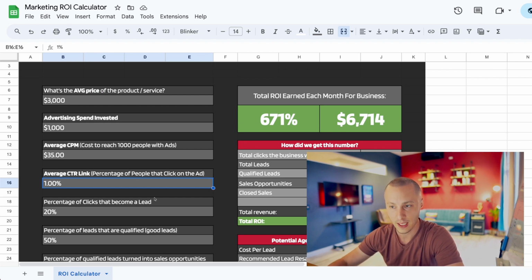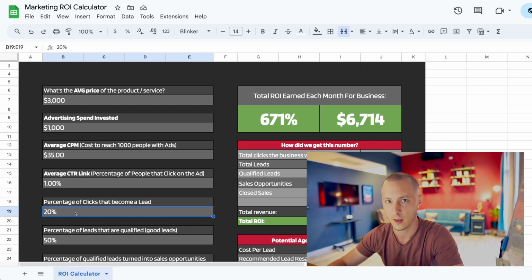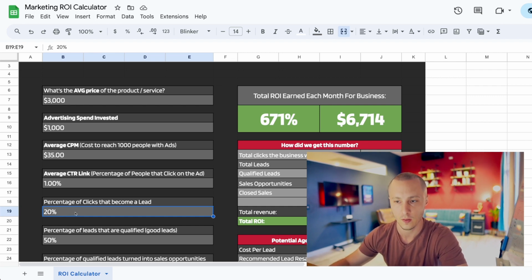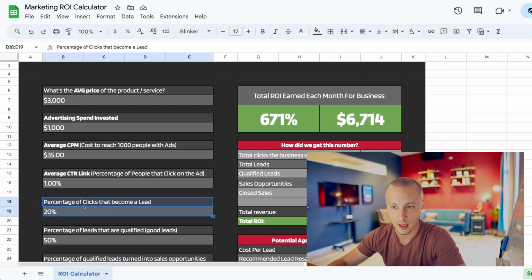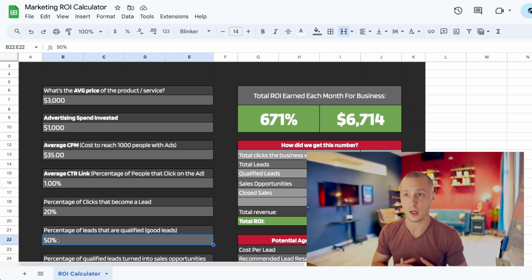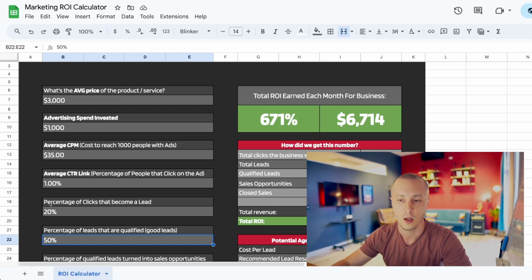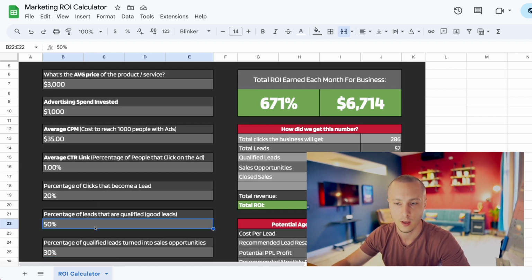So what percentage of clicks will actually become a lead? Let's say 20% on average. This is assuming that you're running a lead form on Facebook. 20% is a typical number we should see, because if they've clicked, they're interested, and 80% of people won't actually fill in the form. That's cool, we only need 20%. Now of those that become a lead, what percentage are actually good, qualified leads? We've put 50% here. Not everybody that becomes a lead is going to be a really good hot lead. Only half will be what we classify as good leads, leads that we actually want to move forward with.